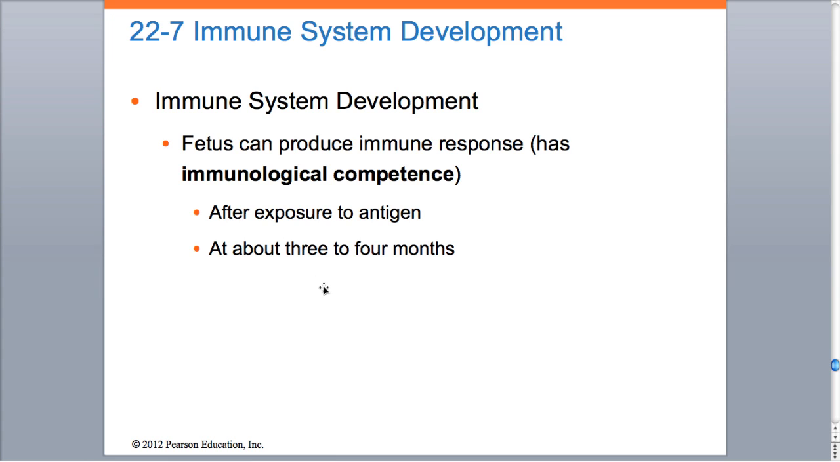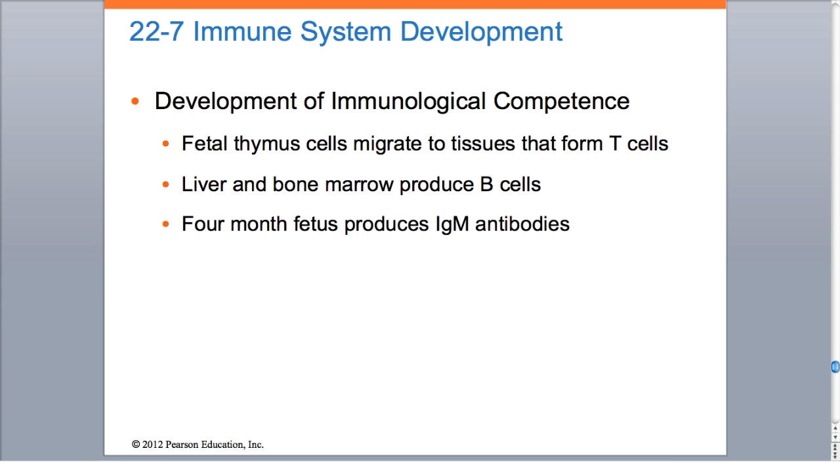Now, this slide takes off the final aspects of the chapter. We have fetus can produce immune response after exposure to antigen at about 3 to 4 months. So the fetus can produce an immune response. Okay. All right, so there is a fetal response going on as well.